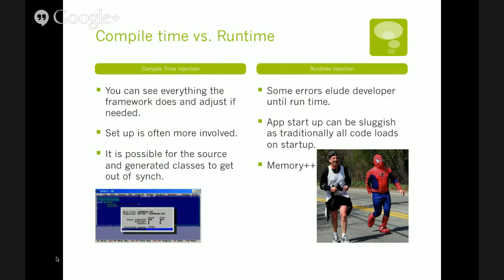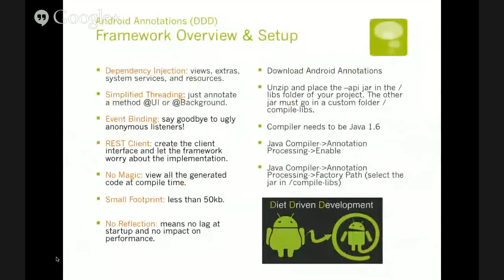So that's why we started using the Android Annotations framework. There's a lot of info on the slide, but it's just some quick highlights of things that the framework could do. It has dependency injection. I really like the simplified threading. Instead of doing an activity run on UI or a post or async task, you could replace all your async tasks with this app background.